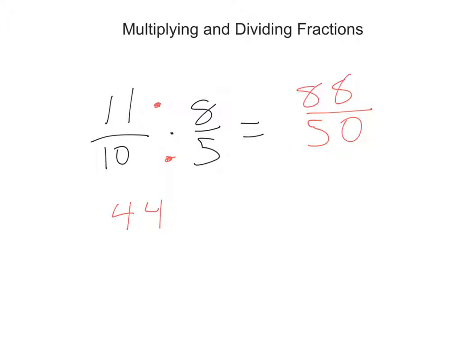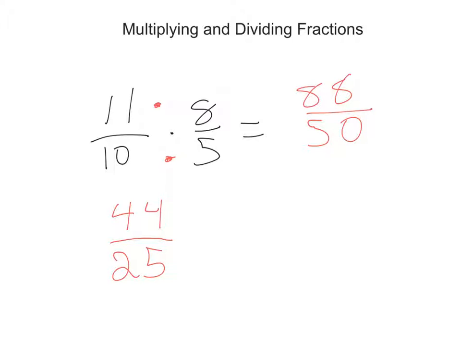88 divided by 2 is 44. 50 divided by 2 is 25. The factors of 25 are 1, 25, and 5. The factors of 44 are 4, 11, 2, 22, and 1. They don't share anything in common, so this is our final answer, 44/25.